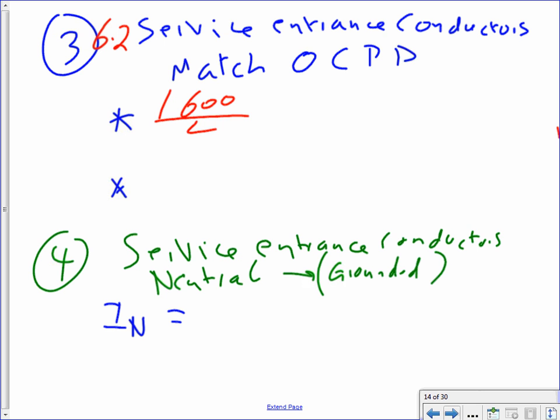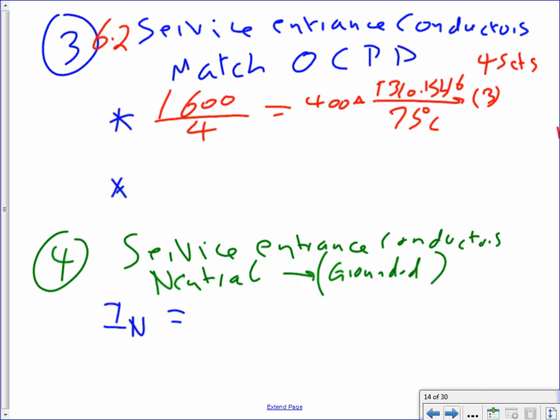I have to parallel, so I'm running 4 sets. That will give me 400 amp. You're going to take this one to table 310.15(B)(16) under the 75-degree column, and this will give you the following. I have 4 sets. Each set is going to have 3 conductors, and each conductor is going to be 600 kcmil, and we're going to be using THHW. That's the phase size of the service.